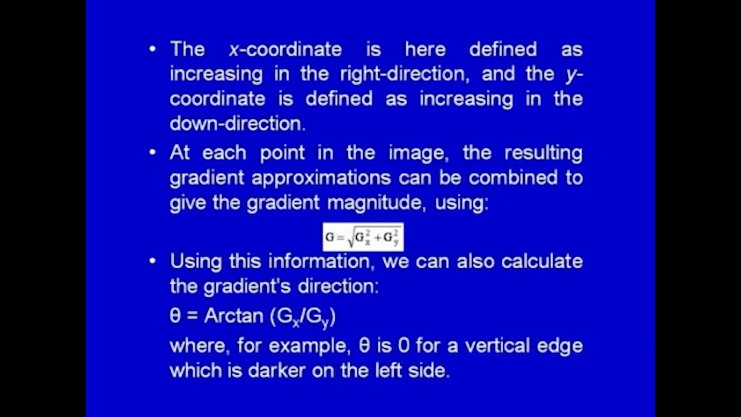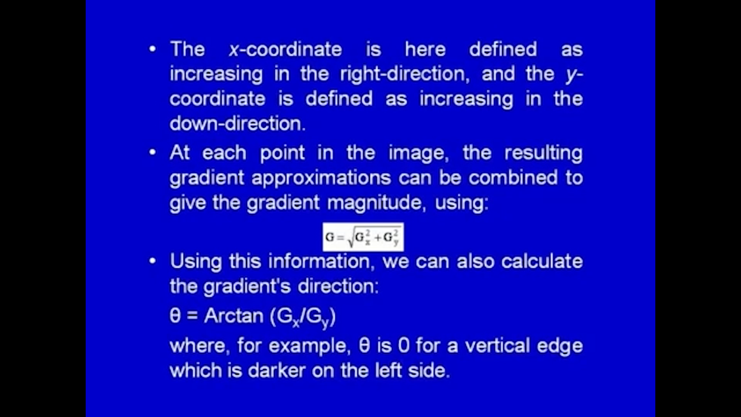The x coordinate here is defined as increasing in the right direction, and the y coordinate is defined as increasing in the downward direction. At each point in the image, the resultant gradient approximations can be combined to give the gradient magnitude using g is equal to square root of gx square plus gy square.